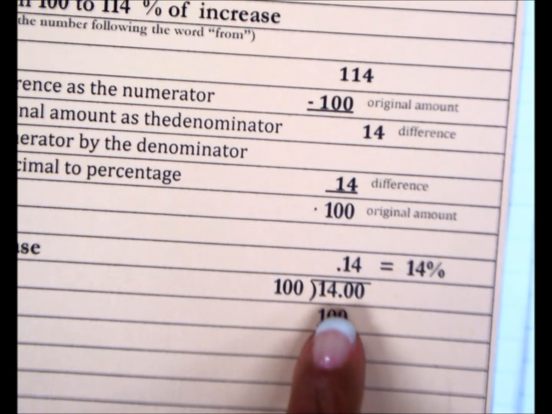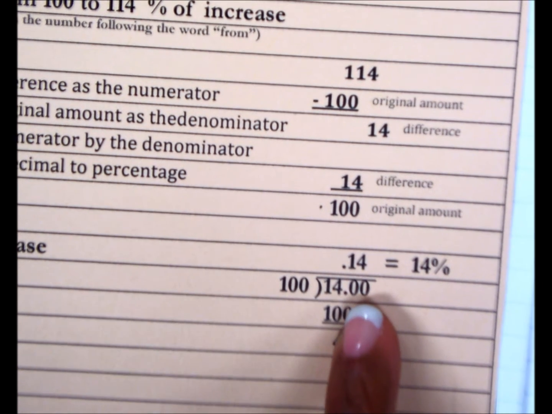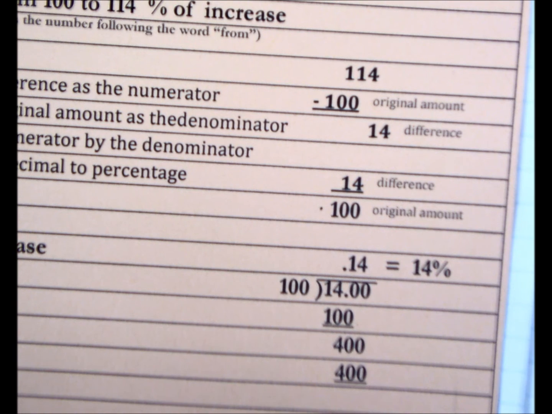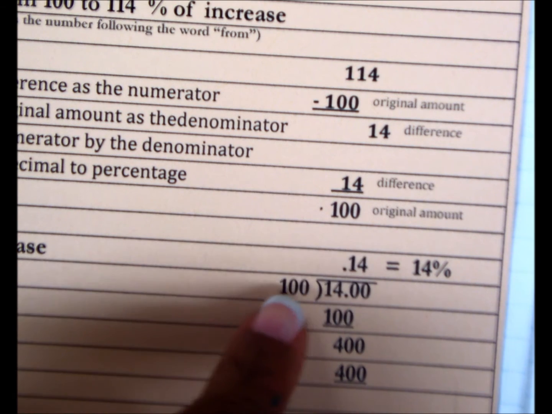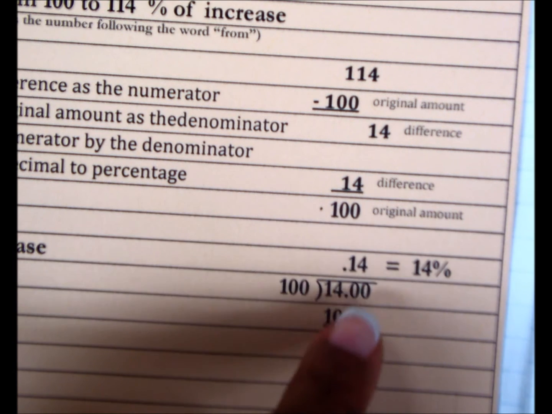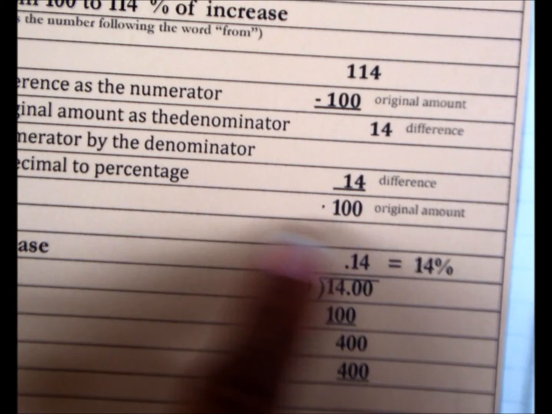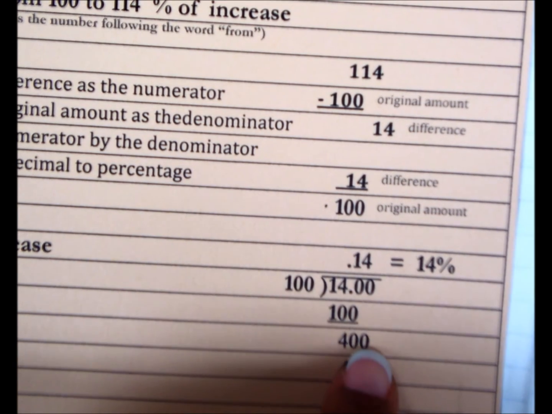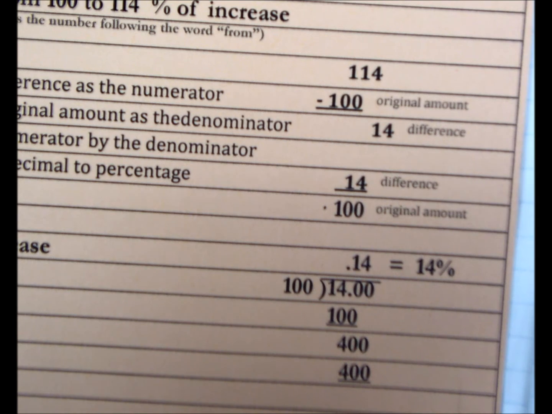So 100 into 14, and we know that 100 can't go into 14, so we would have to add a decimal point and a 0, just like you would do any time that you're doing that. So it'd be 100 into 14 would be 1. 100 would go into 140 one time, and then we'd add another 0 to get 400, and it would go in 4 times.